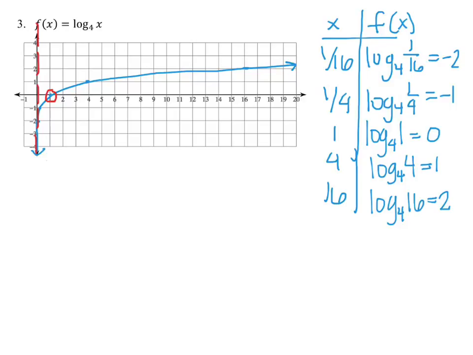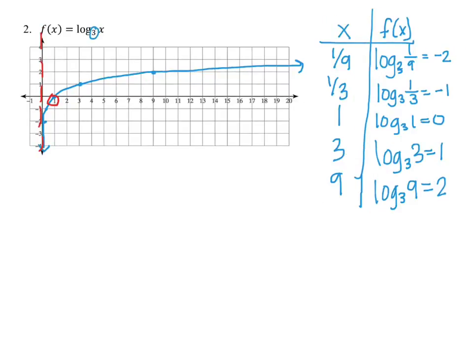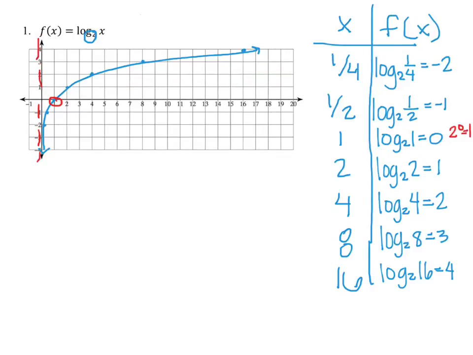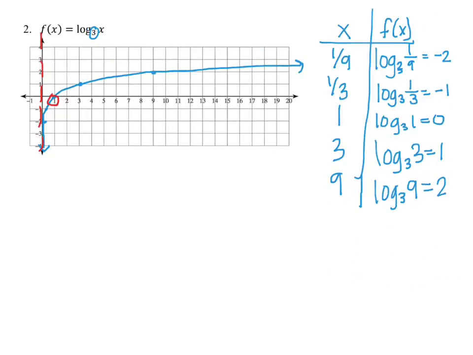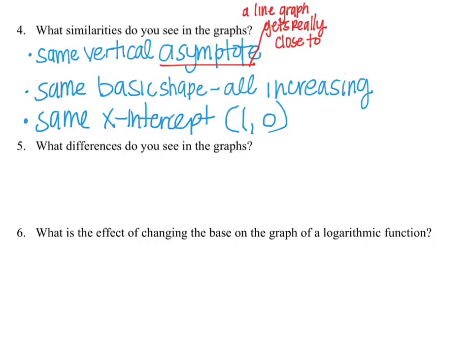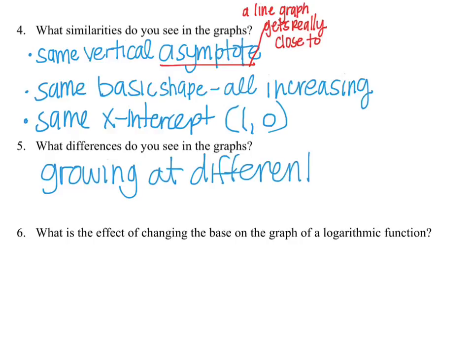So then the things that are different: the graphs are basically the same, except they are all growing at different speeds. So log base 4 of x is growing pretty slow, log base 3 of x grows a little faster, and log base 2 of x grows a little bit faster. So differences I see in the graphs, I'm going to say that they're growing at different rates. And that has to do with the base. So the effect of changing the base on the logarithmic function is that it changes the rate at which the graph grows.